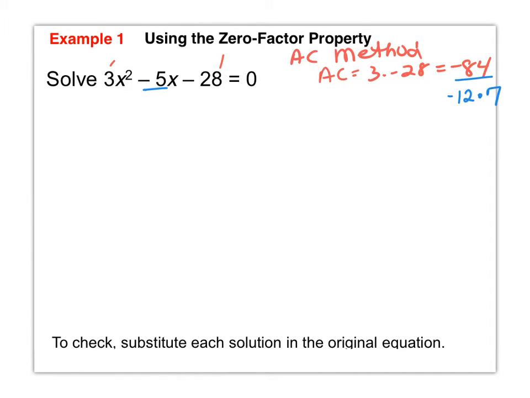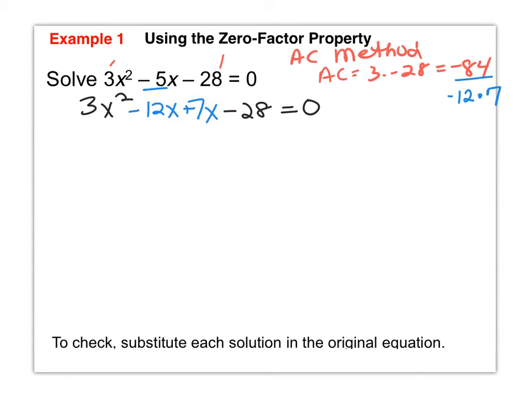When you multiply negative 12 and positive 7, you get negative 84. And when you add negative 12 and positive 7, you get negative 5. So then we split the middle term. Keep the first term as 3x squared. The middle term is split into a minus 12x and a plus 7x. And then we keep the last term, minus 28, which is equal to 0.